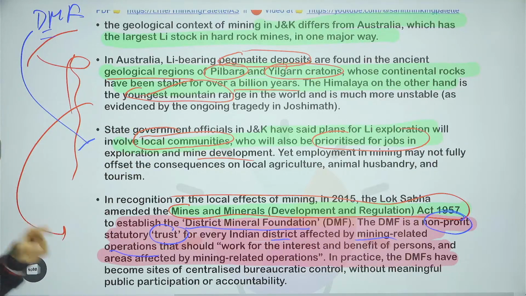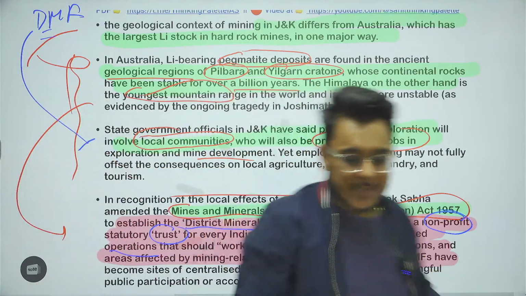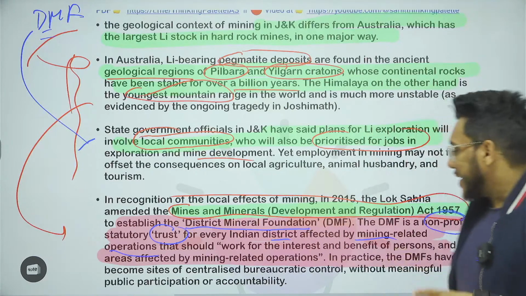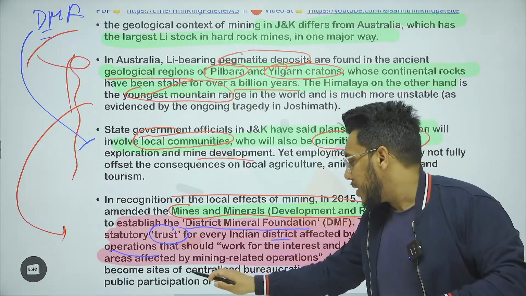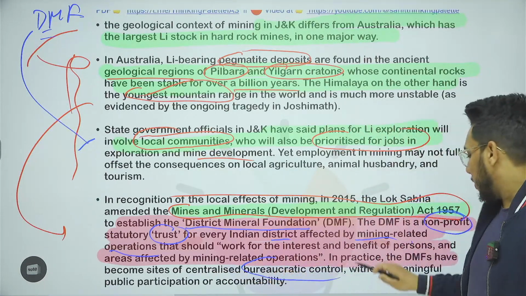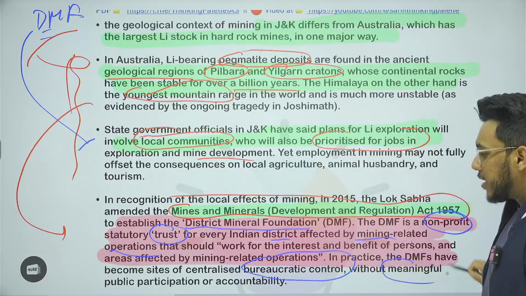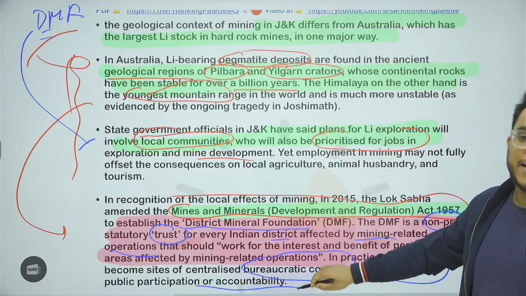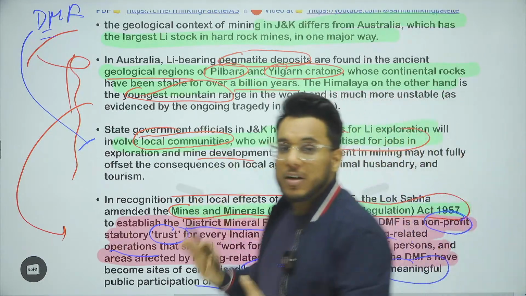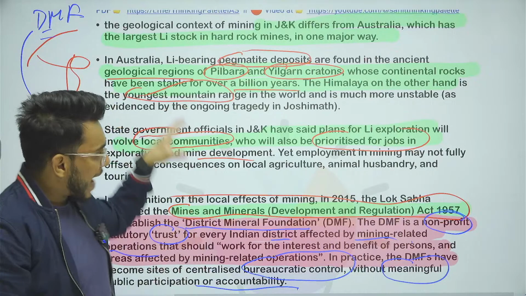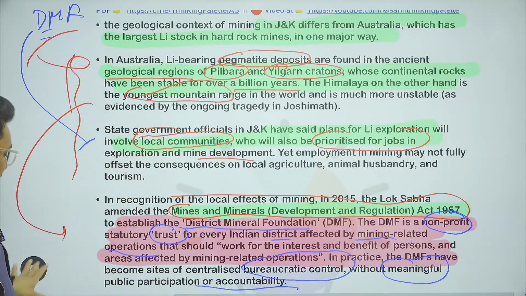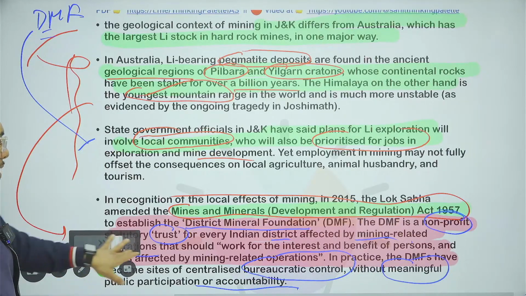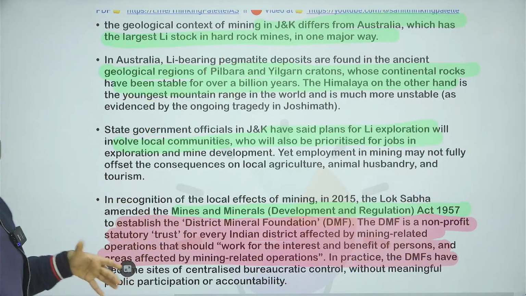But at the same time, it has been seen that these DMFs have been caught up in bureaucratic control. They don't have any meaningful public participation. They don't have any accountability. So over the last few years, the way they have operated, it is not very effective. Therefore, the government needs to be very careful while dealing with these lithium-ion explorations.